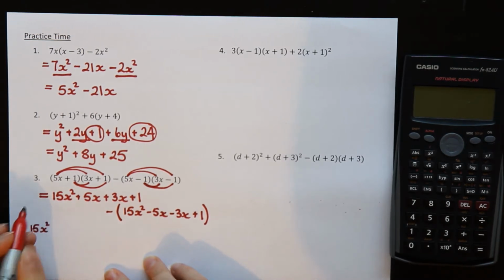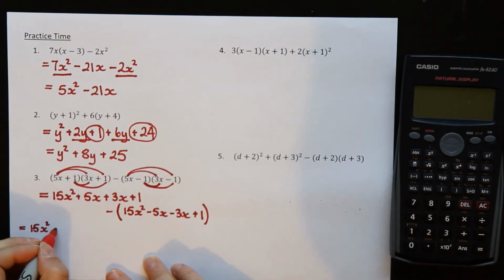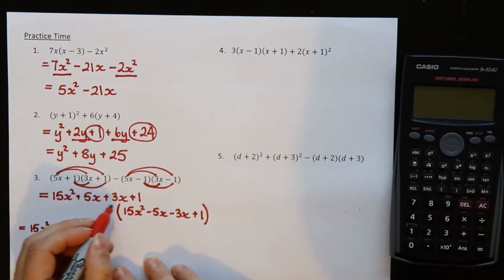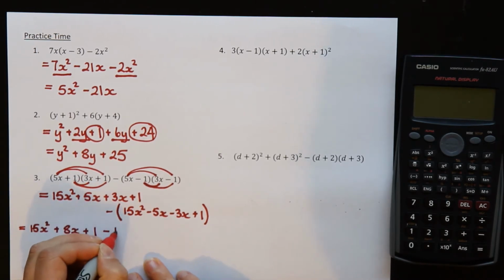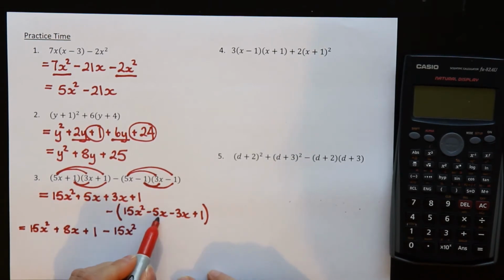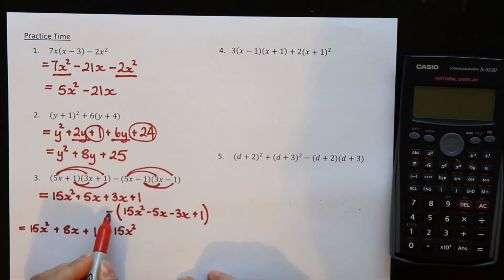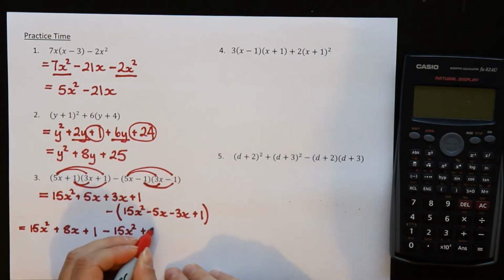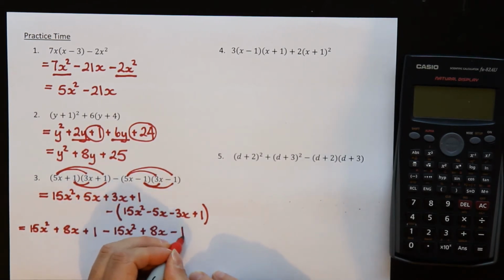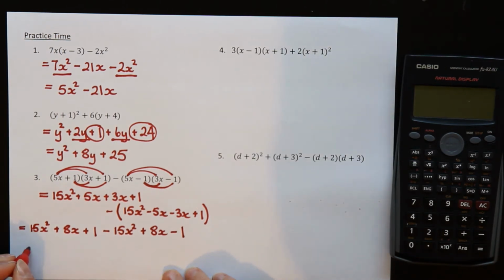15x squared. We can collect up these terms as we go. 5x plus 3x is 8x plus 1. Then I'm going to have a minus 15x squared. If I add these things, or collect these ones here, minus 5 minus 3 is minus 8. But when I expand the minus through, it'll become a plus 8x. And minus 3 there will become a minus 1.